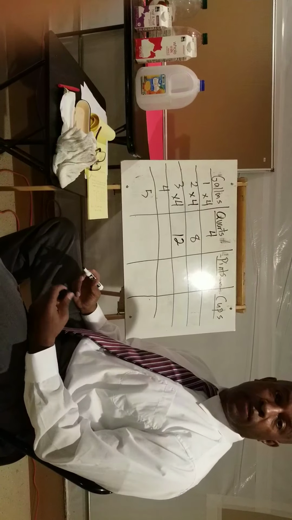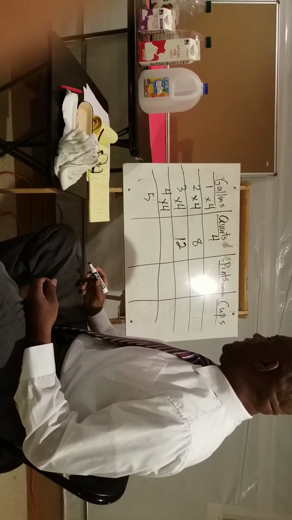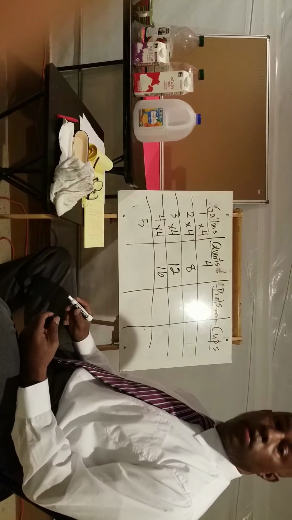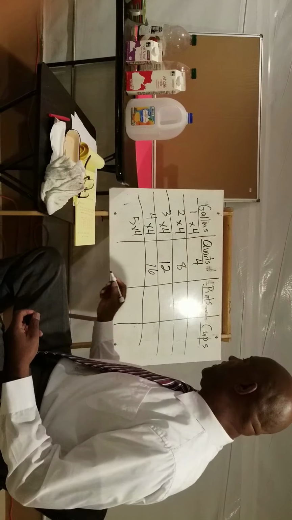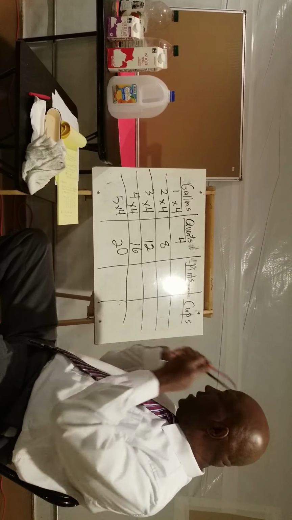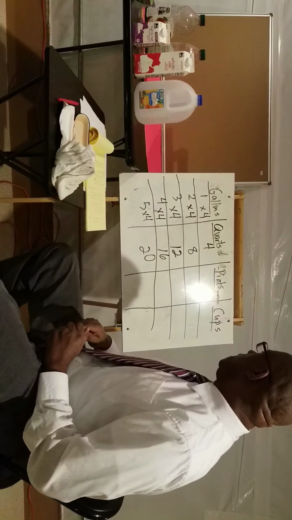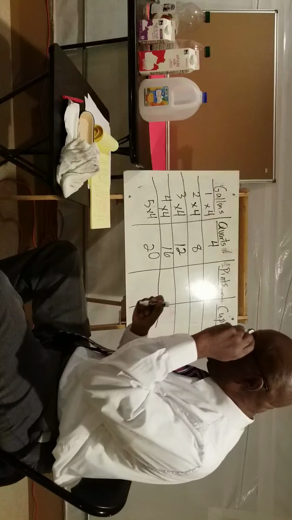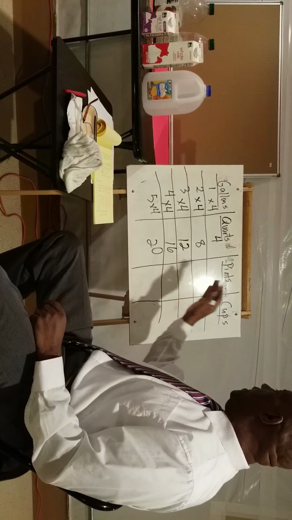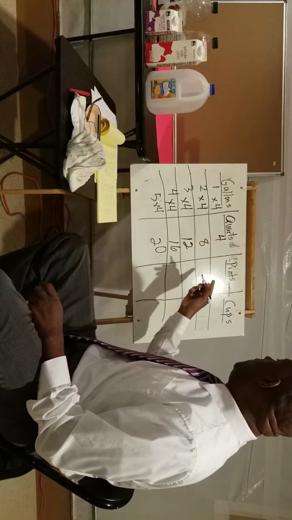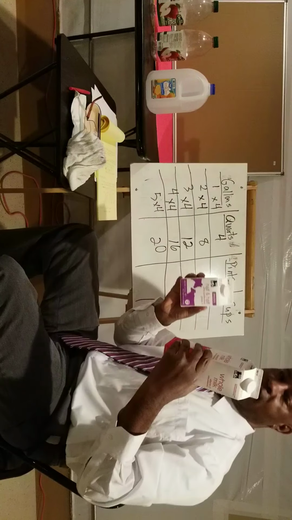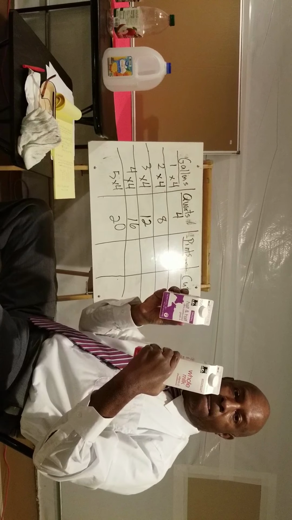4 gallons times 4 quarts will give you 16 quarts, and in 5 gallons, there's 4 quarts in a gallon. That would give you 20 quarts in 5 gallons there. So, what do we know about the relationship of pints to quarts? Okay, so we know that there are 2 pints, once again, we know it's 2 pints in this quart, right?